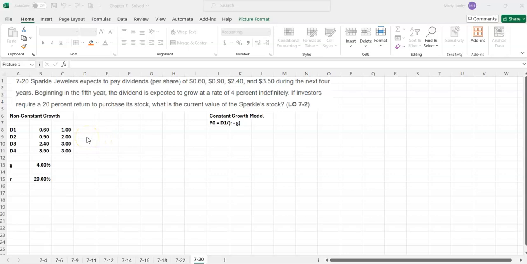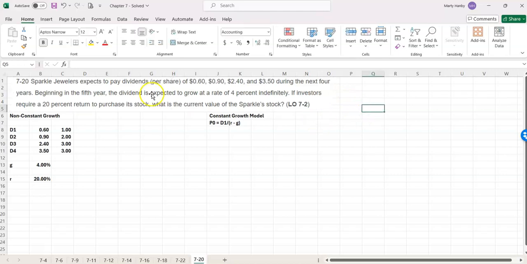And so the question: Sparkle Jewelers expects to pay dividends per share of 60 cents, 90 cents, $2.40, $3.50 during the next 4 years. Beginning in the 5th year, dividend is expected to grow at a rate of 4% indefinitely. If investors require a 20% return to purchase the stock, what is the current value of Sparkle stock?